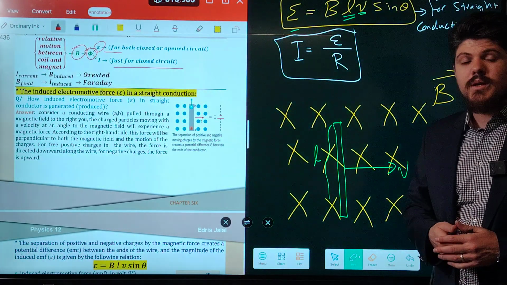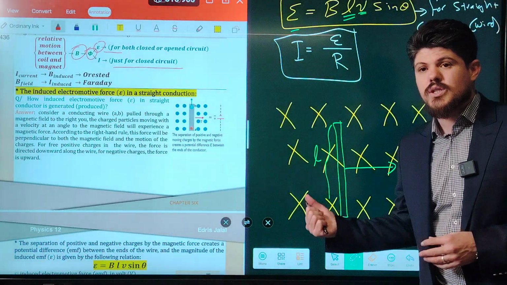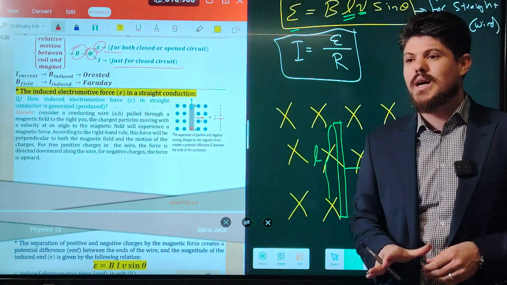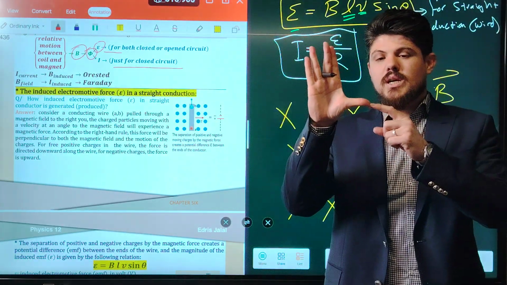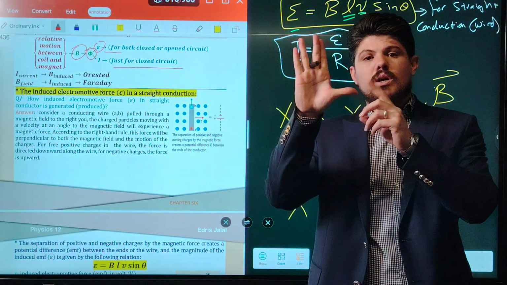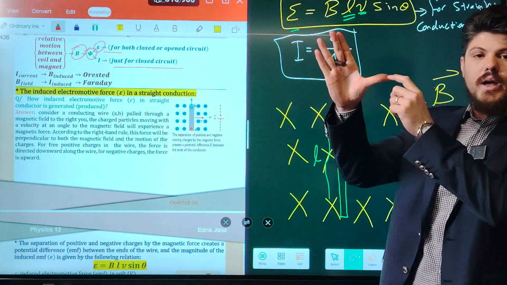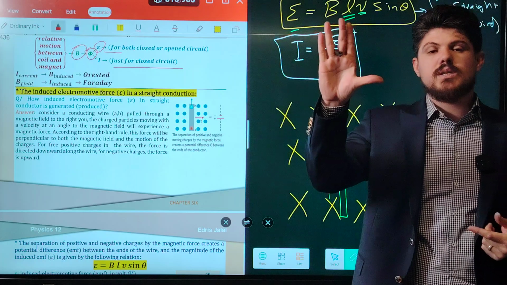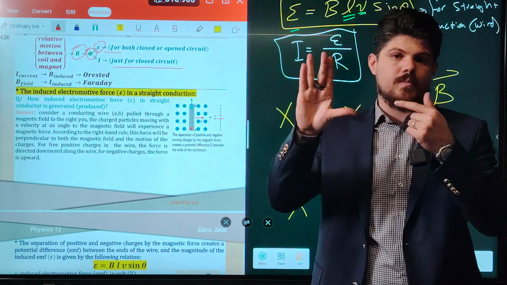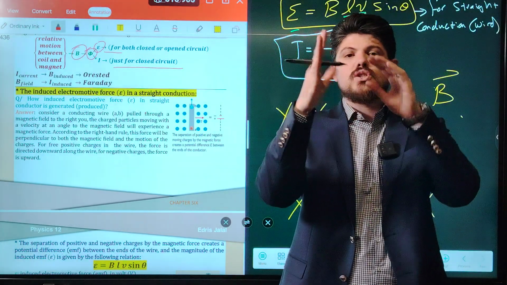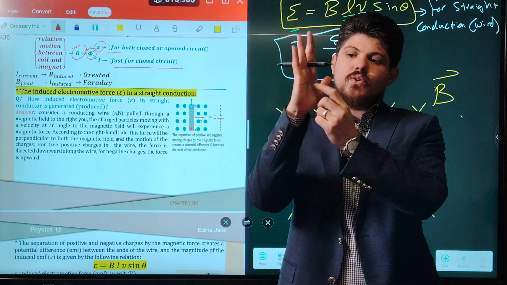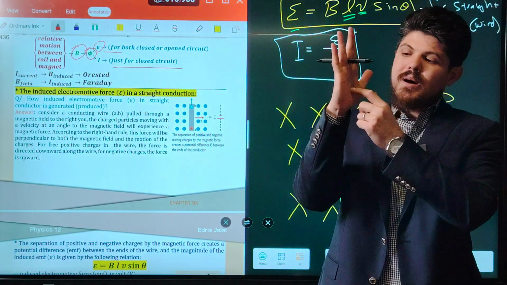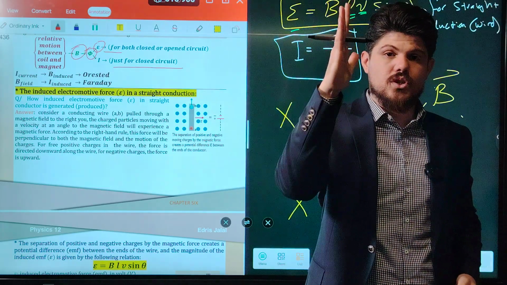So how can you determine the positive charge and the negative charge in this wire? By using the right-hand rule, guys. The thumb represents the direction of the movement, the velocity of the wire, V. The four fingers represent the direction of the magnetic field as usual. If you remember, how many forces do we have? Two. Magnetic force on the positive charge and magnetic force on the negative charge. Out of the thumb is positive charge and here is negative charge.